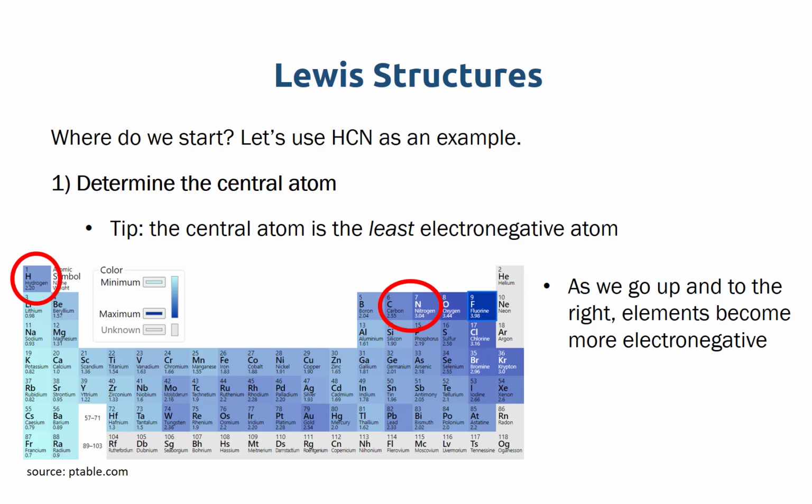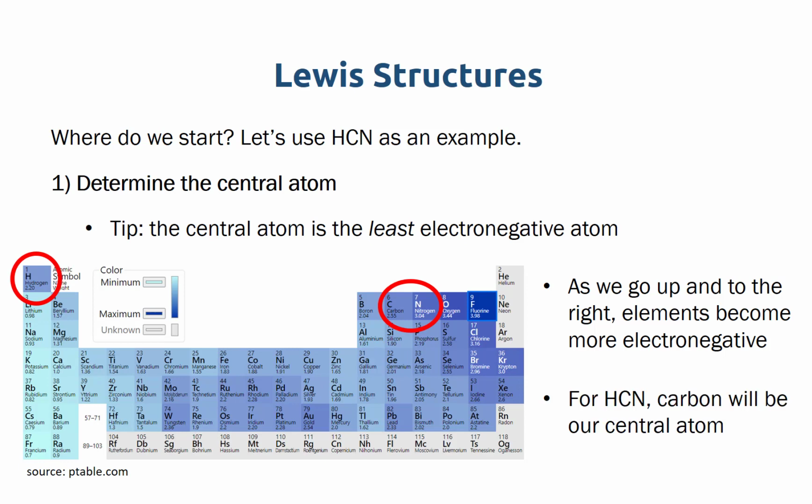So if we want to compare hydrogen, carbon, and nitrogen, what we can see is that nitrogen is more electronegative than carbon and hydrogen. Nitrogen will not be the central atom. For HCN, carbon will be our central atom.